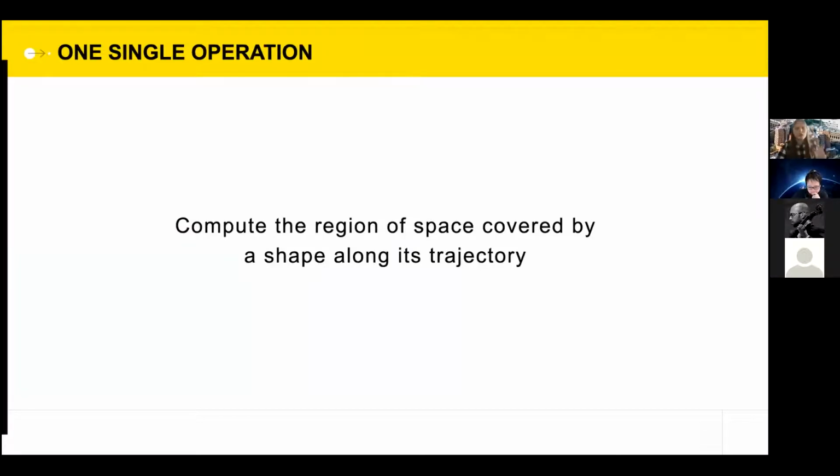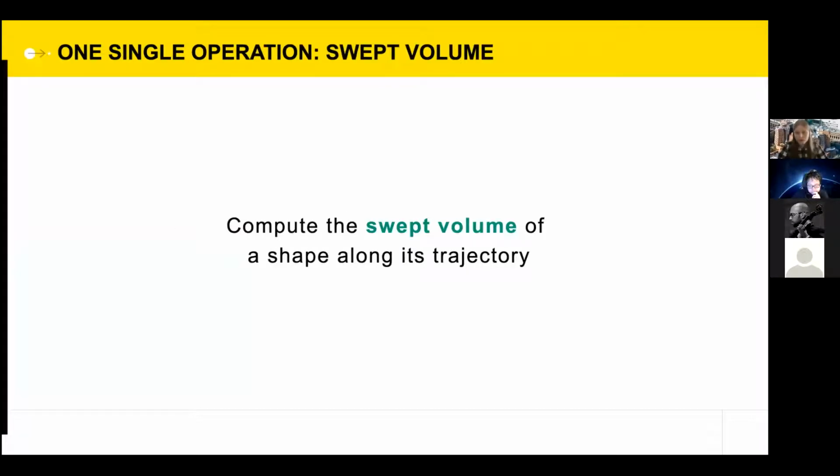Now, we call this the swept volume of a shape along its trajectory. In what follows, we'll use the traditional definition of swept volume, where the trajectory is assumed to be rigid. So the shape doesn't deform along the trajectory. Instead, it only rotates and translates.